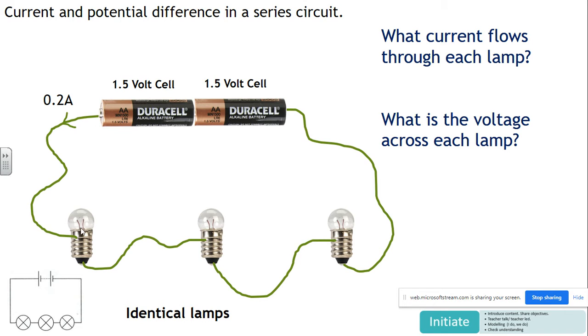And we've got them connected to 3 lamps, and these are identical lamps. Okay. And the first question is, what current flows through each lamp? And refer back to the picture because the current leaving here is 0.2 amps. It can't disappear. Current never disappears. So the current through each of them must be 0.2 amps.